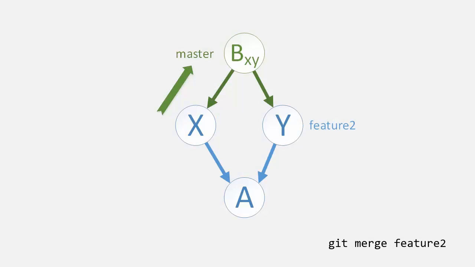So this is the merge that we have just done with feature 2. We wanted to merge the feature 2 changes into the master branch. So we've created a new merge commit that has 2 parents, one parent pointing to the master branch and one parent pointing to the feature 2 branch.